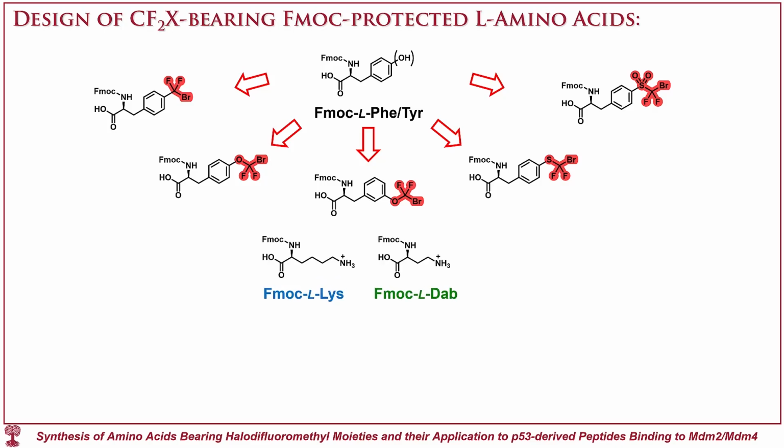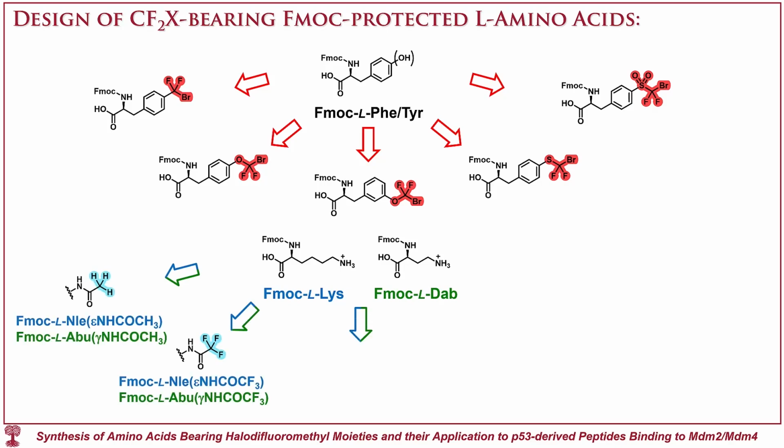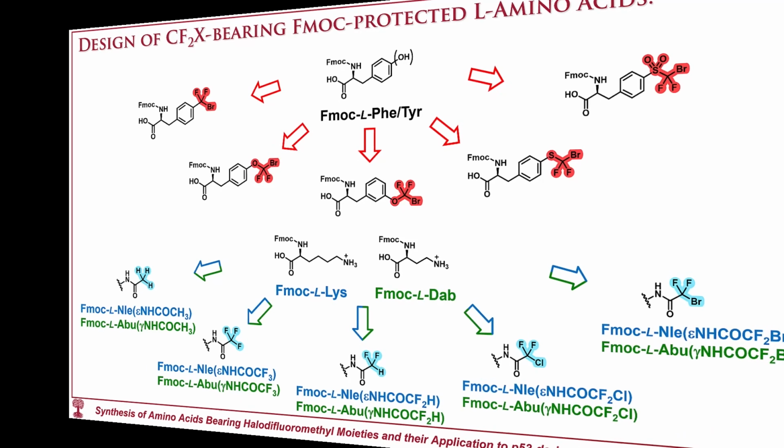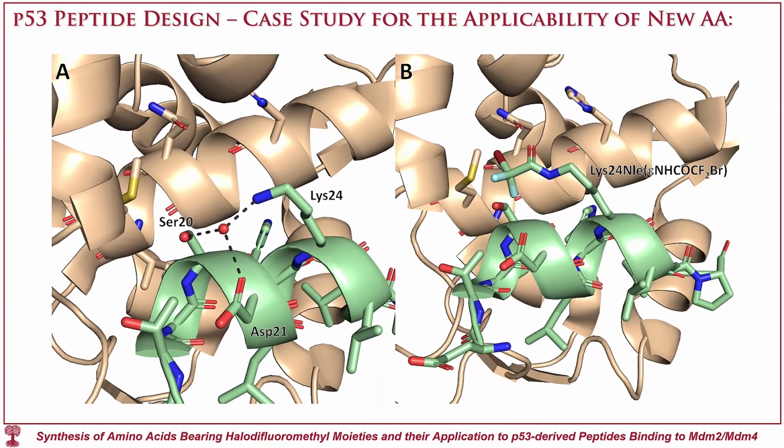The second set is based on lysine, or its shortened analog L-2,4-diaminobutyric acid. Their terminal epsilon or gamma amino function was converted into the acetamide, the trifluoroacetamide, the difluoroacetamide, the chlorodifluoroacetamide, and the bromodifluoroacetamide. Based on our previous experience with the helical peptide of the tumor suppressor p53 binding to its key regulators Mdm2 and Mdmx, we used the system as a case study for our newly obtained amino acids.